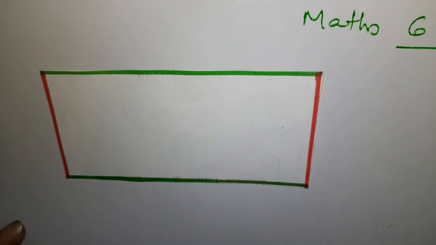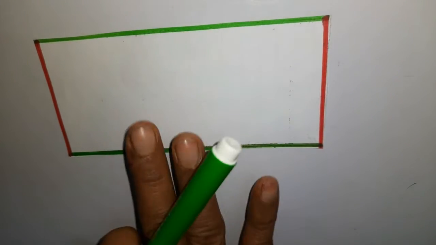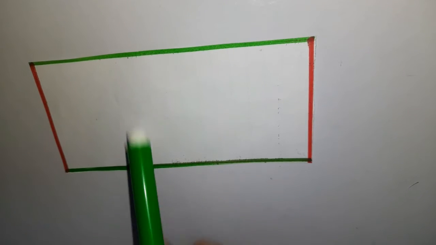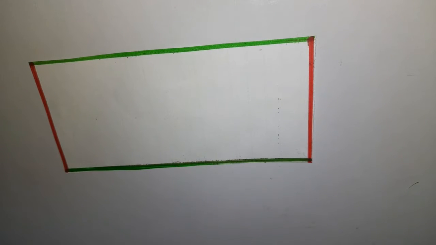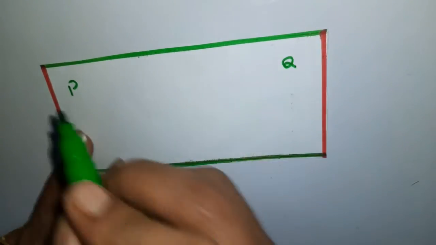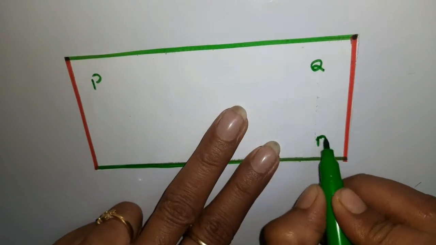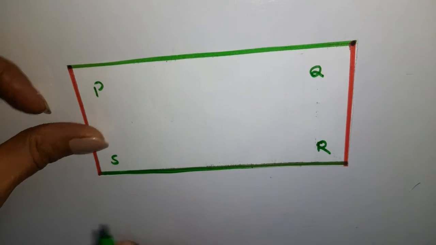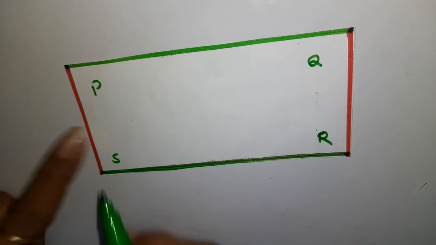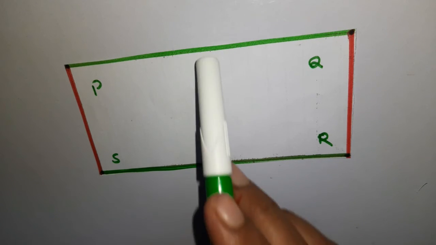Now, in the previous session we have already discussed the pair of opposite sides. We have seen that if this is a four-sided figure and you are having points like P, Q, R, and then this point as S, these are the corner points. This point is P, this is Q, this is R, and this one is S. Now here we are having four vertices. Let's see which are the opposite pairs.